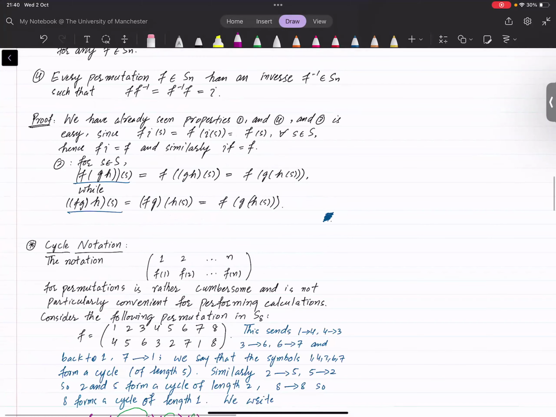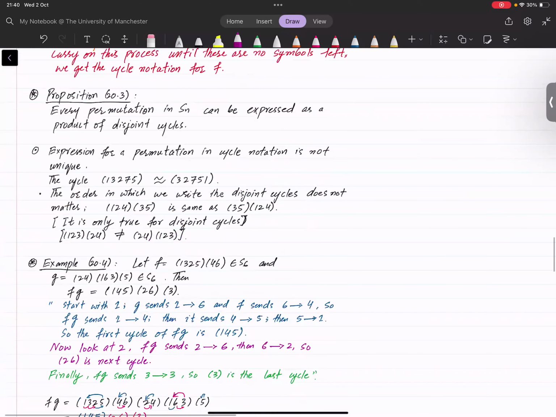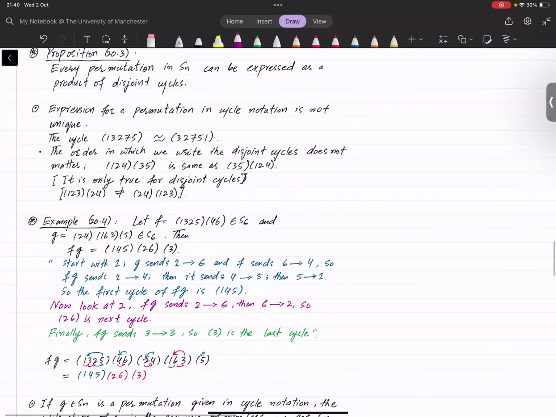And then we have defined the cycle notation for the permutations. So it's a concrete way of writing permutations in cycle notation. Then we have said that every permutation in the set Sn can be expressed as a product of disjoint cycles. Disjoint cycles are those cycles which do not have any common element.